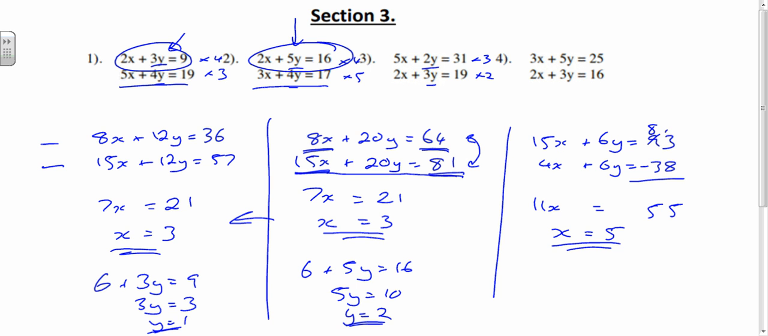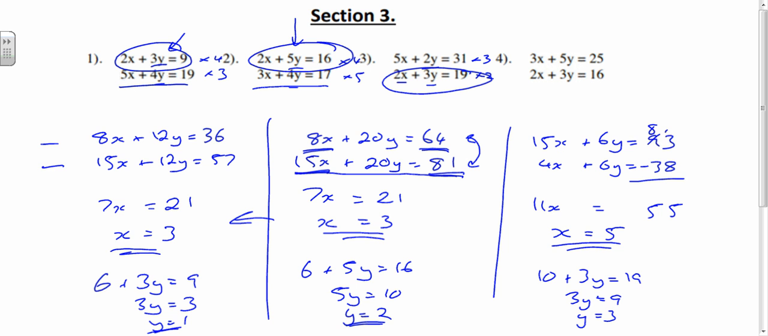Once I've got that, I'm going to substitute that back into probably the small one. So 2 lots of x is going to be 10. So 10 plus 3y equals 19. Take away the 10, 3y equals 9. Divide by 3, y equals 3.